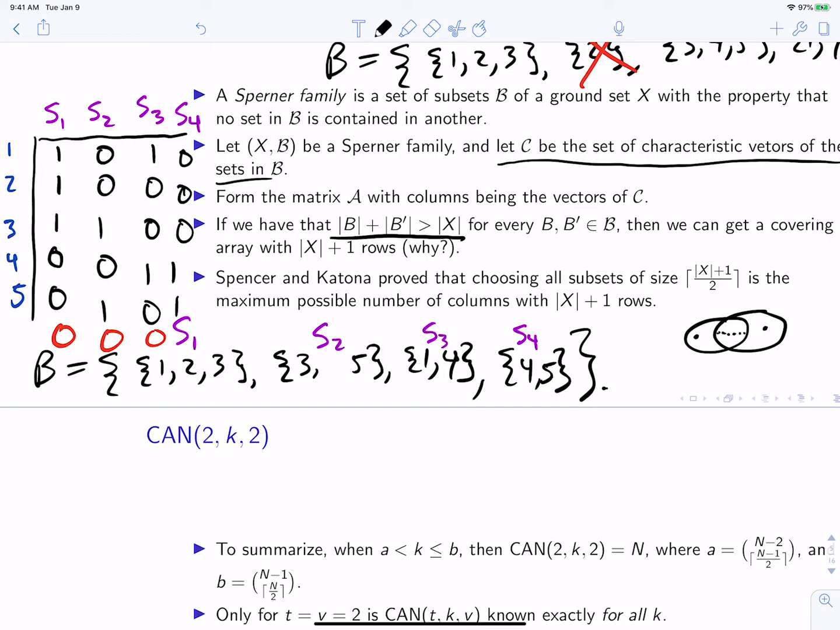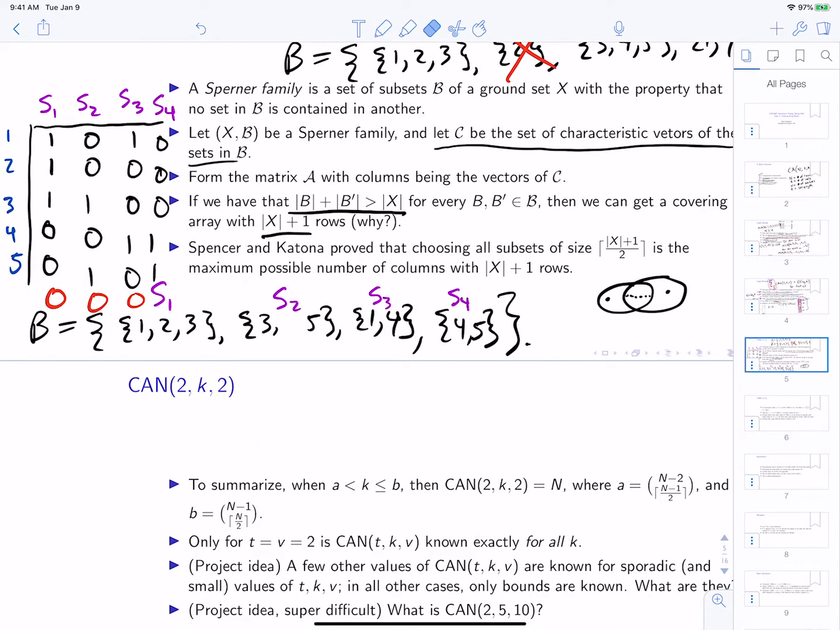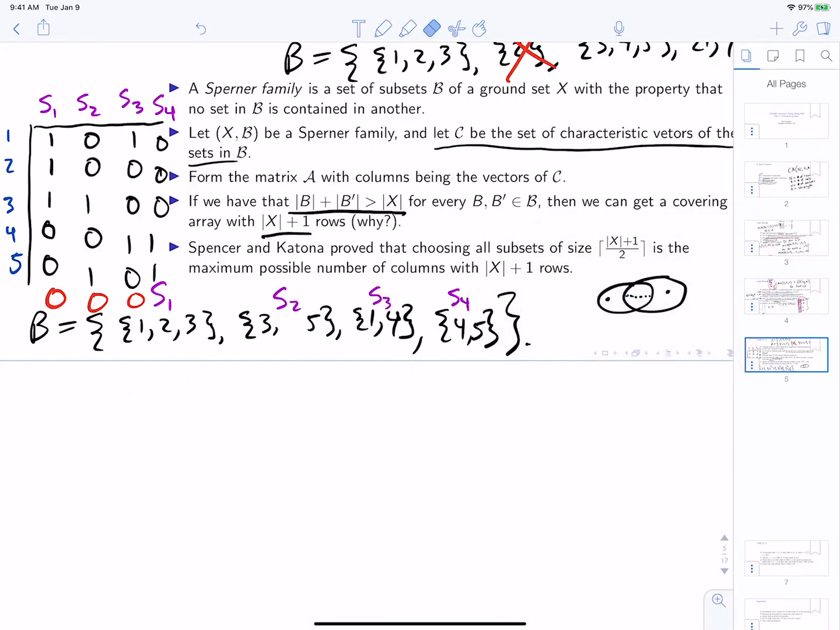We've got to fit pigeons into a bunch of holes. The pigeonhole principle. If there are 5 rows and each column has 3 ones in it, there must be some row where any two columns overlap, by the pigeonhole principle. So if we ensure that that is true, we must have a covering array on x plus 1 rows, where x is the ground set that we have, and then we added the row of all zeros at the very end. So I'm going to make a new page to tell you how to actually make these things.